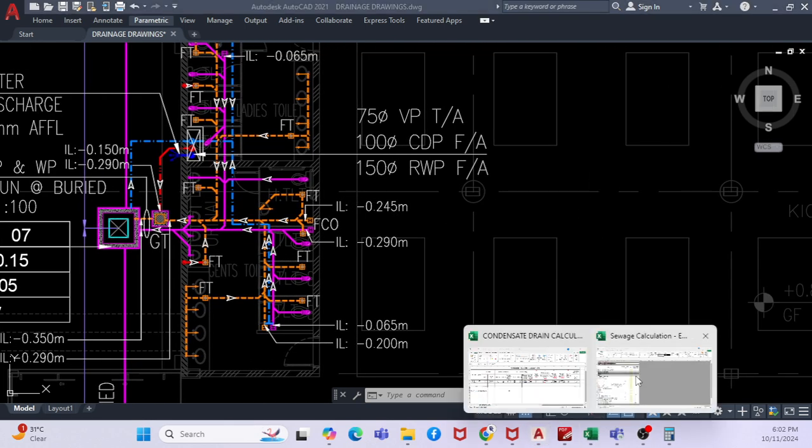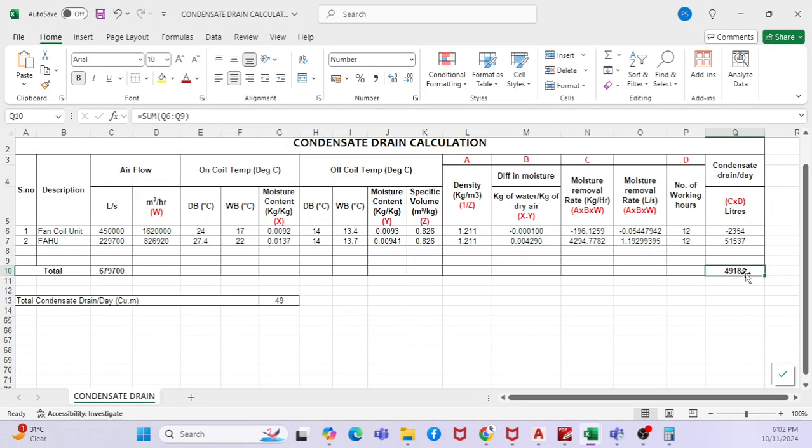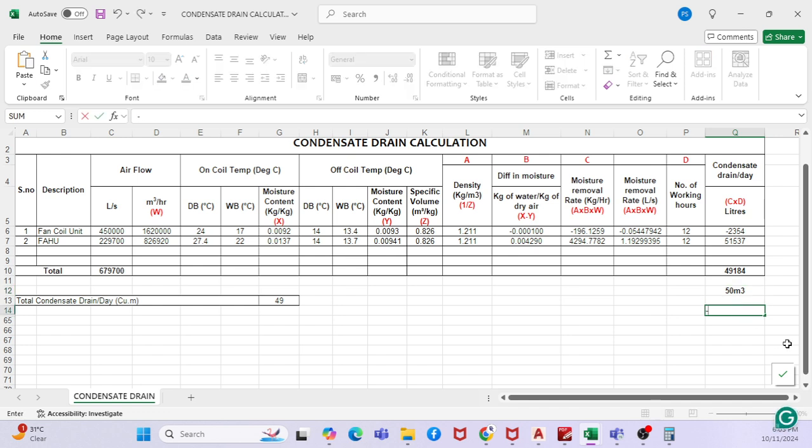Okay, based on my calculation, every day I can get 50,000 liters, if I round off, which is nothing but 50 meter cube, right? So based on this 50 meter cube, I can calculate my water tank. For example, 10 multiplied by 2 multiplied by 2.5. So I can go with 10 meter length and 2 meter width, or I can go with 5 meter by 4 meter, then 2.5 meter height.